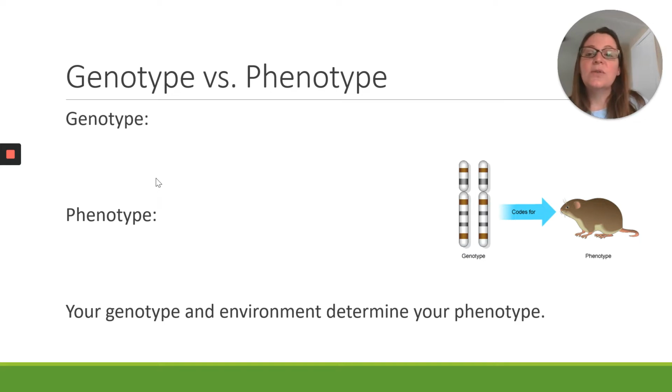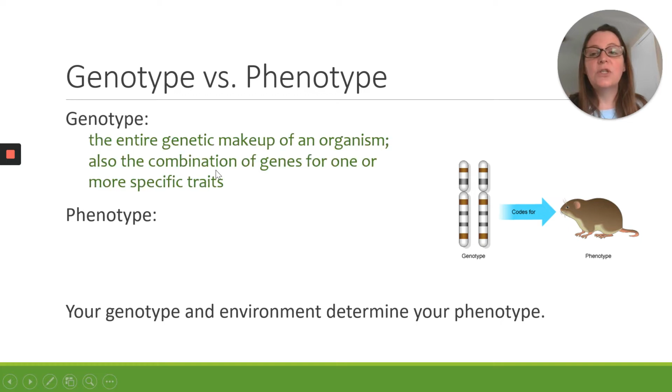Which leads us to some more vocabulary, genotype versus phenotype. If you look at my picture over here with the DNA, our chromosomes, we've got 2 chromosomes here. It's probably a homologous pair. These chromosomes code for, these genes code for what the organism will look like. So the genotype is considered the entire genetic makeup of the organism.